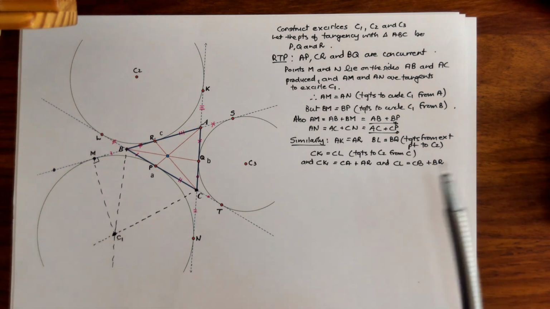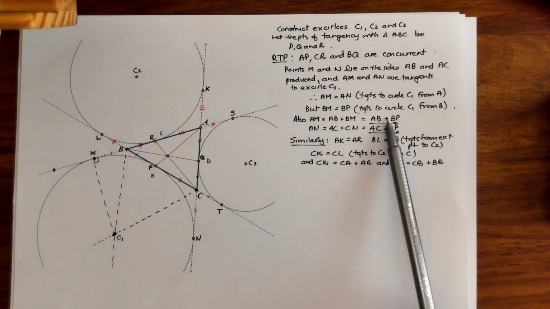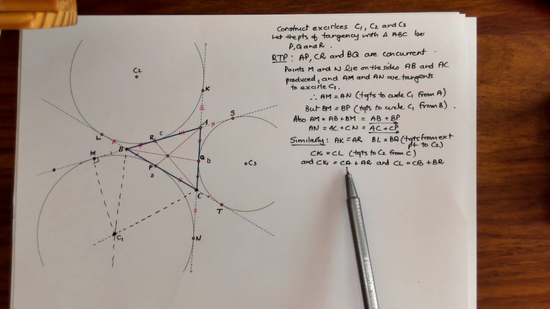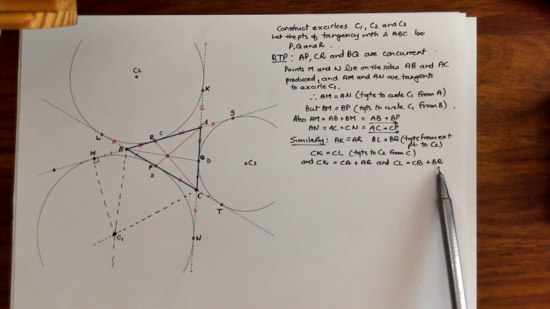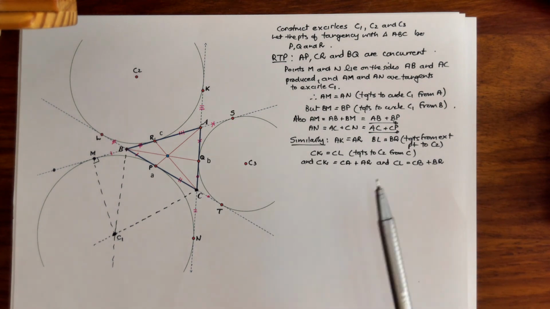Now eventually we're going to see that AB plus BC will then be equal because those two tangents are equal. And the same here, that AC plus AR is equal to that one because these two tangents are equal to each other. Okay, and we're going to use that extensively.